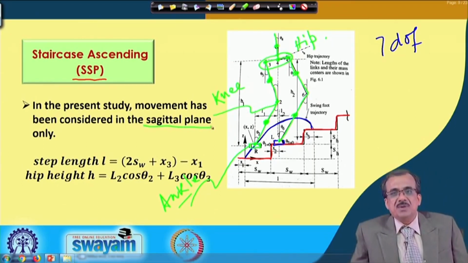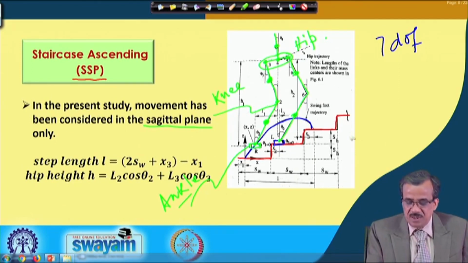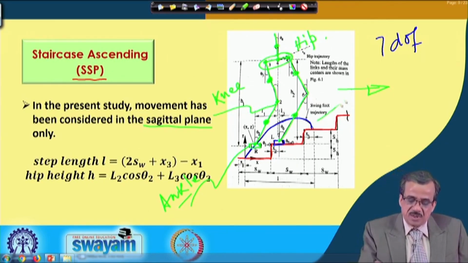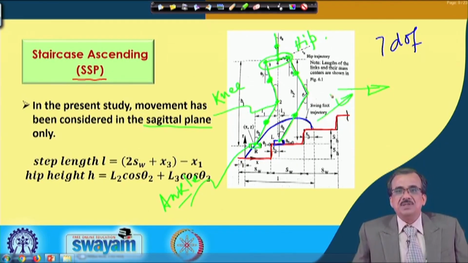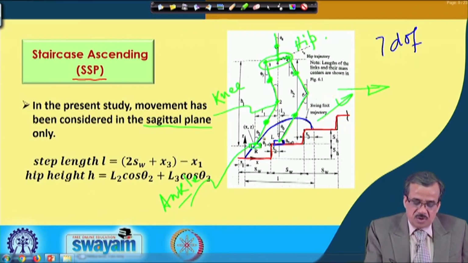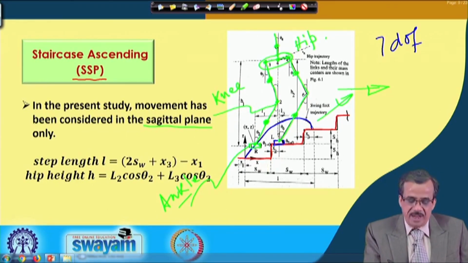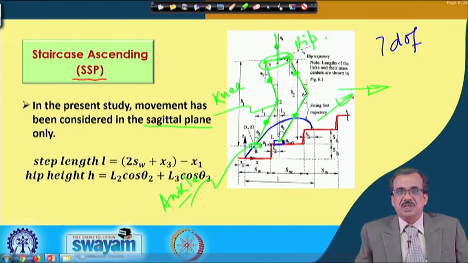Now, if I consider movement in the sagittal plane, that means the biped robot is moving in this direction. So, this is the direction of movement, I should say. Now, I will have to generate this gait, that is the sequence of the leg movement, so that it consumes a minimum amount of energy and can maintain dynamic balance while negotiating this staircase.